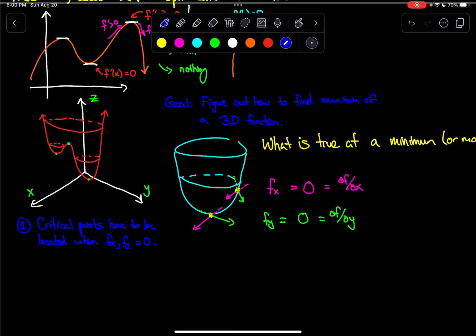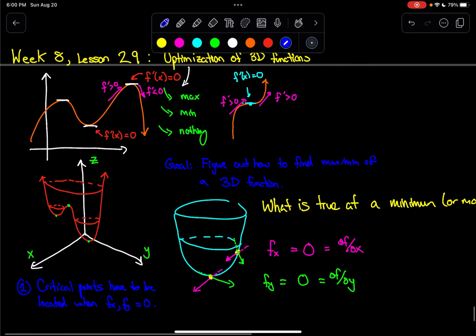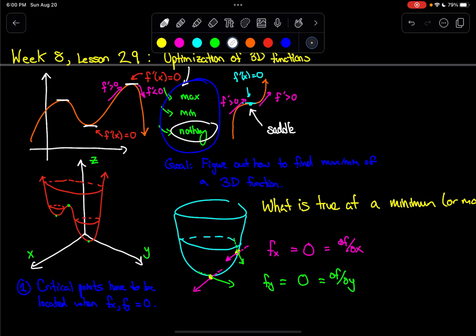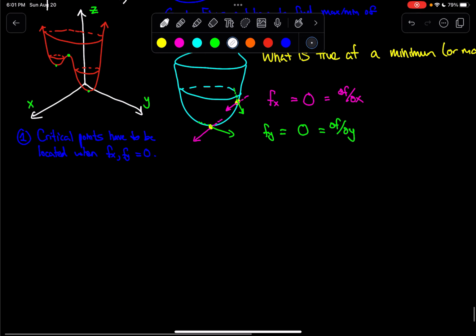Now, just like with our 2D case, we have 3 cases that could happen. We could get a maximum, we could get a minimum, and we could get nothing. And now that we're all a little bit older and a little more mathematically mature, this kind of nothing case is what we call a saddle point. Okay, we call this a saddle point. And the idea is that we've achieved flatness for a second, but in reality it's still not a max or min. And so what does this look like for a 3D function?